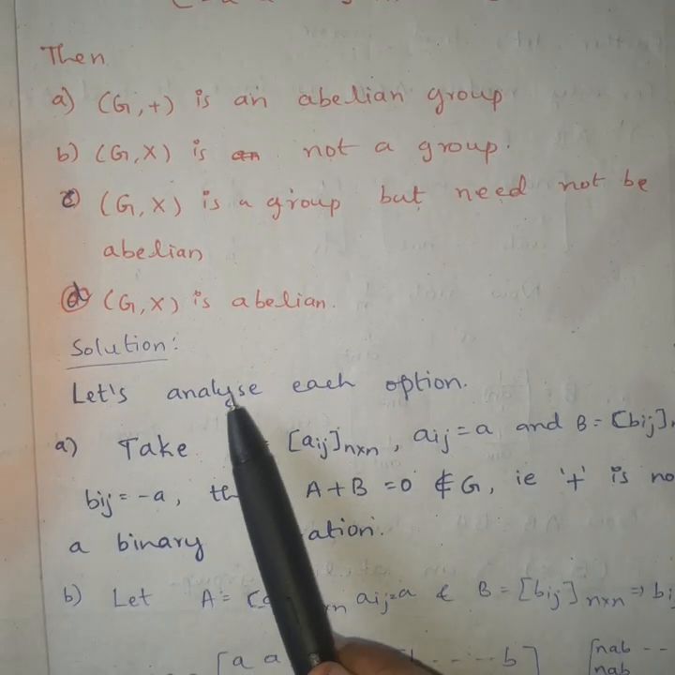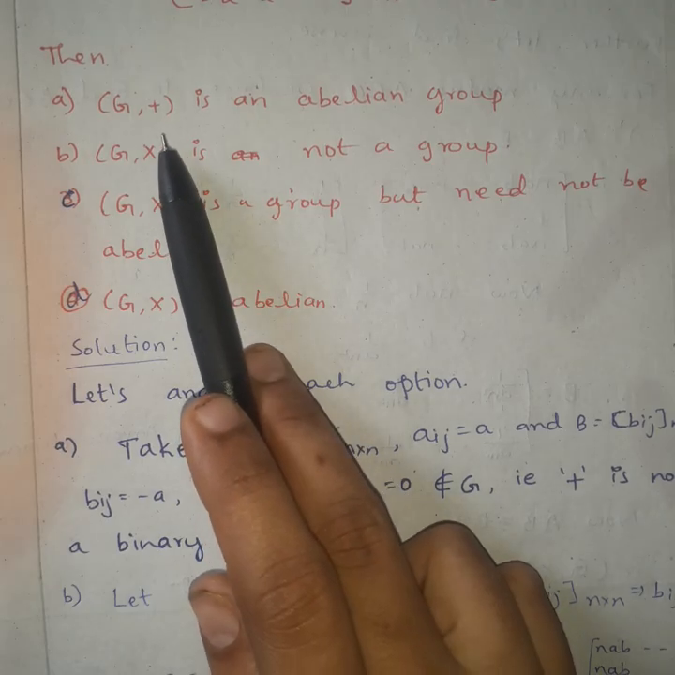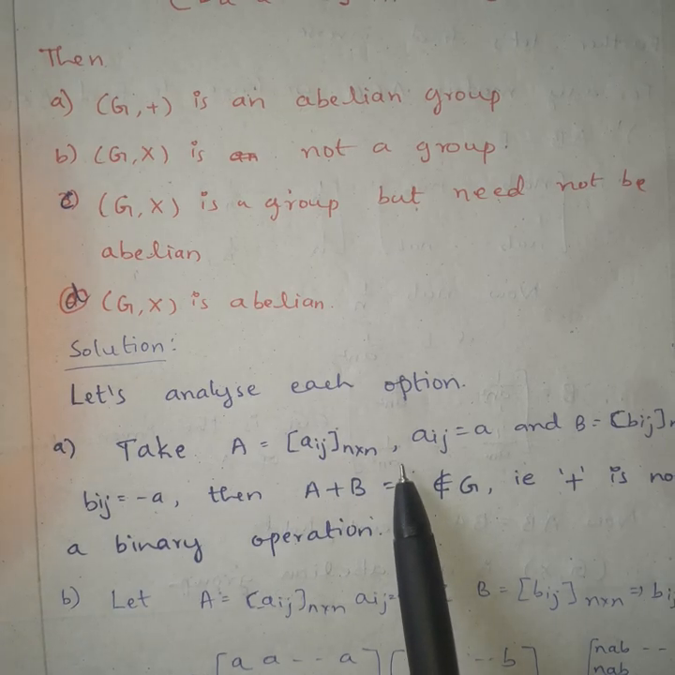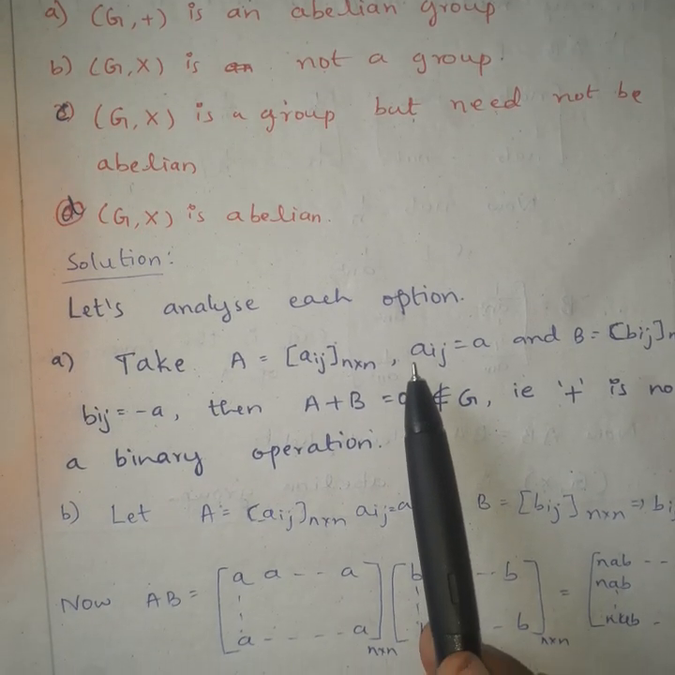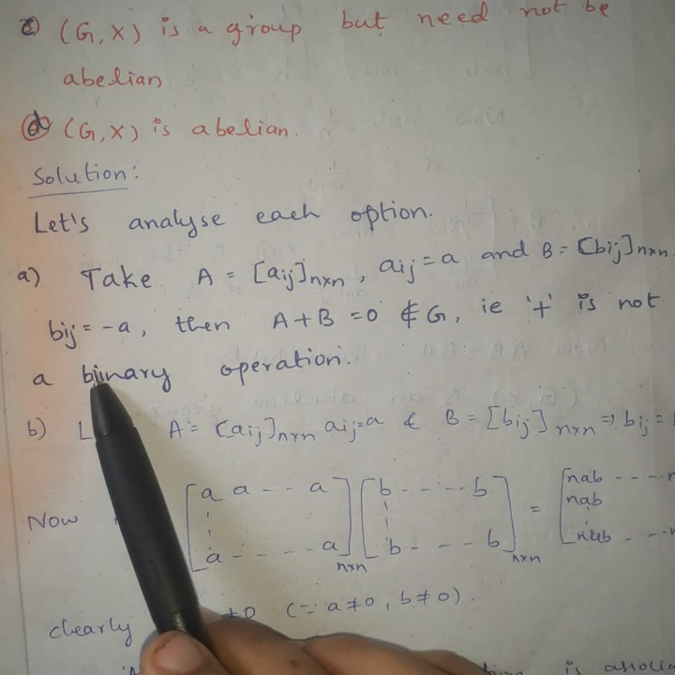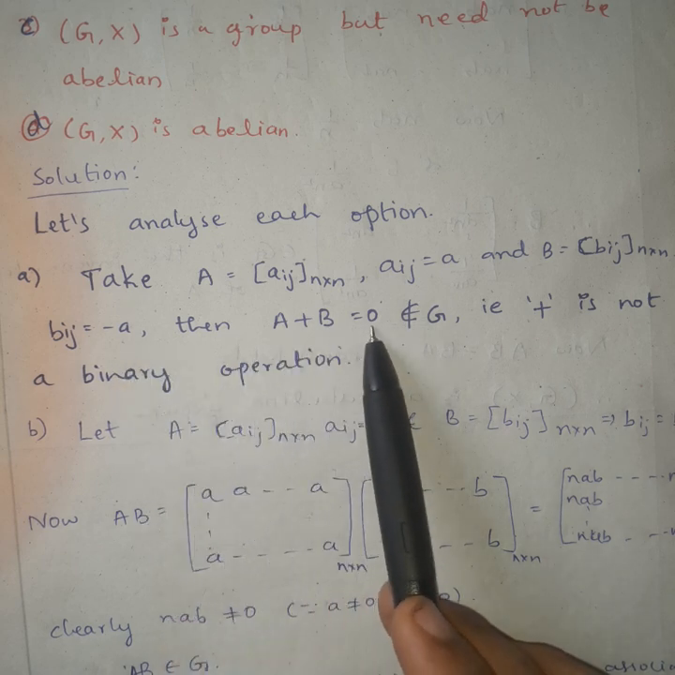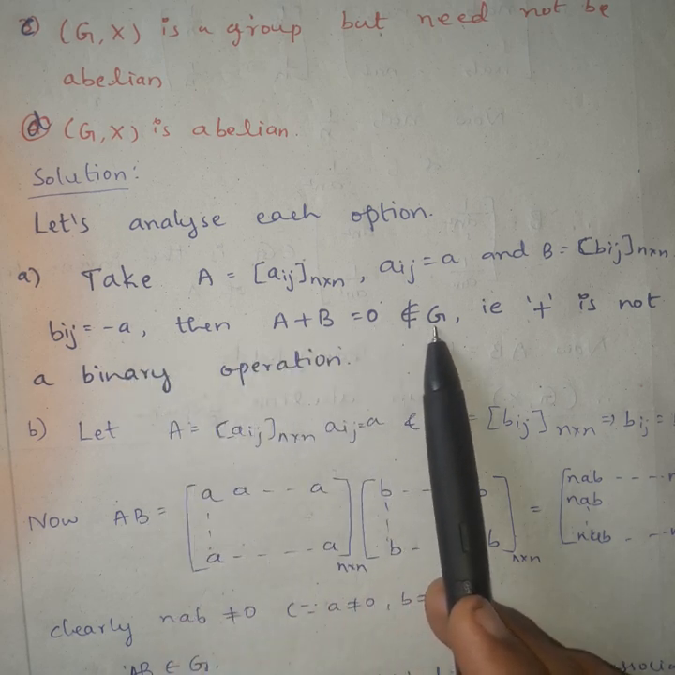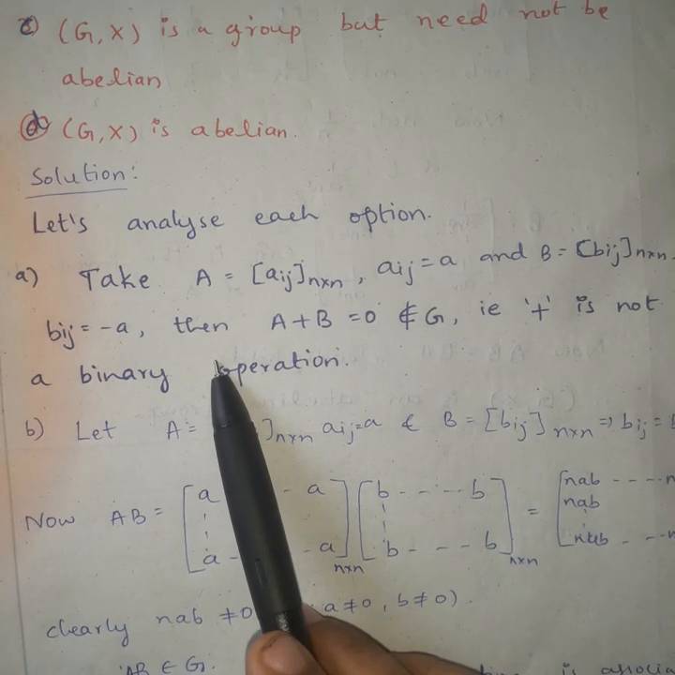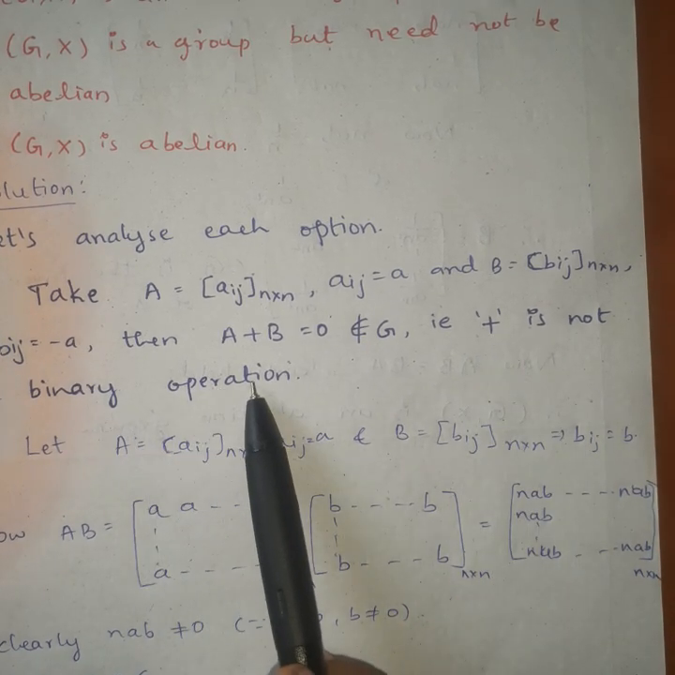Let us analyze the options one by one. Option A tells it is an abelian group with respect to addition operation. So if I take A and B, two elements of the set G, such that A has all its entries a and B has all its entries as minus a, then A plus B we get 0, but 0 does not belong to G. So with respect to addition operation, this set is not a group because addition is not a binary operation here.